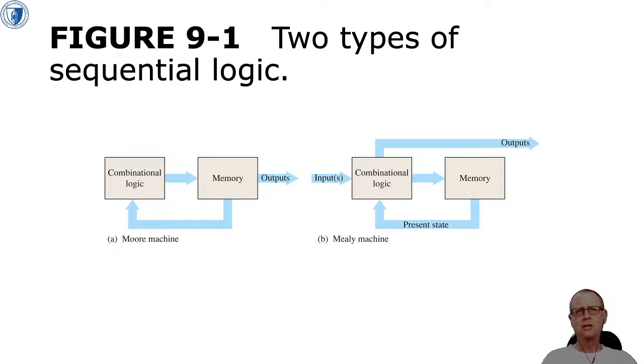Last time we looked at the two different sorts of machines, a Moore machine and a Mealy machine, right? And the prime difference is where the outputs are generated from. The Mealy machine, the outputs for the device are generated from the combinational logic. And the Moore machine, the outputs are just kept in memory.